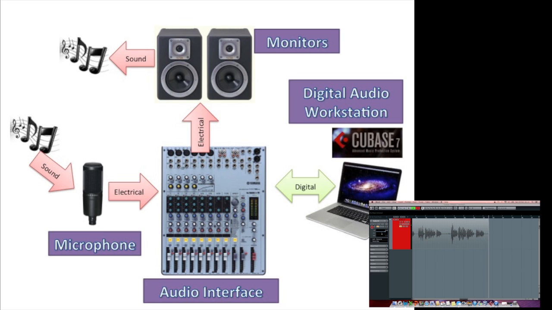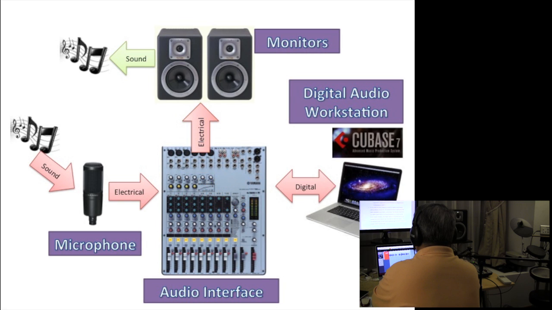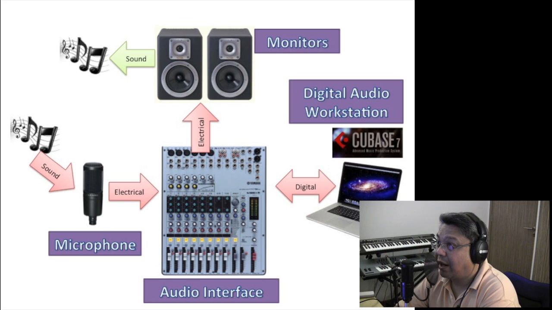In our DAW, we now create our music by adding more tracks, adding effects, and so on. Of course, we need to hear what has been recorded in our DAW, so the audio that we play back from our DAW is sent back to the audio interface as digital signals. In our audio interface, the digital signal is converted back to its analog form and is sent to our monitors as electrical signals. Our monitors then convert these electrical signals back to sound energy, which we hear. Let us now take a look at each component in more detail.